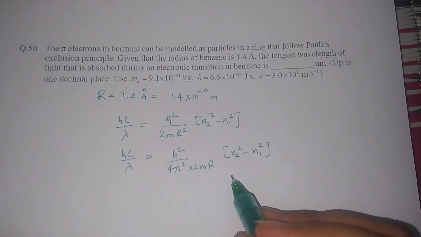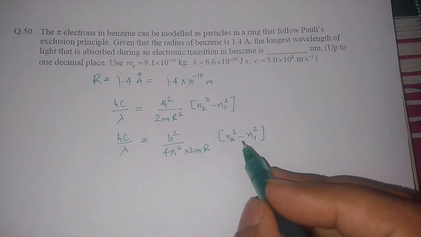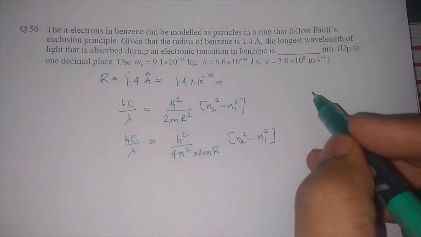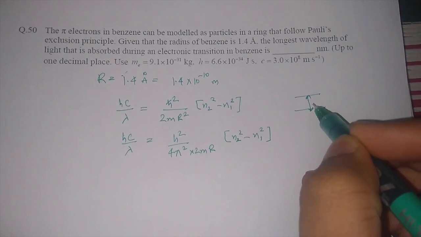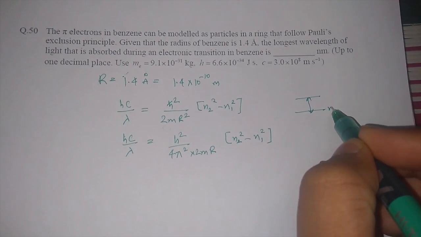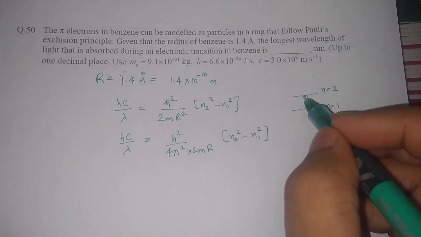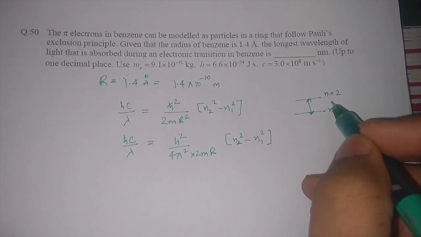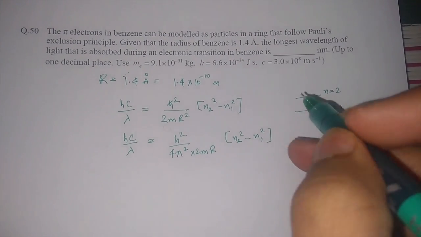All the values you are already given, you just have to decide what n2 and n1 will be. Your longest wavelength will occur when the energy difference is least, and that energy difference will be least when n is equal to 1 and n is equal to 2. The transition will be between n1 and n2. For least energy your wavelength will be high, so that is how energy and wavelength are related. So n2 will be 2 and n1 you have to take as 1.